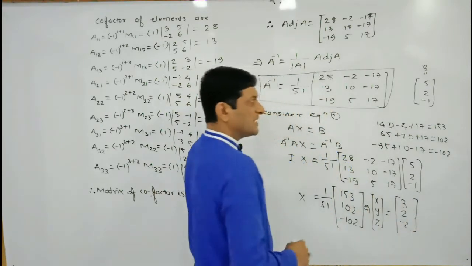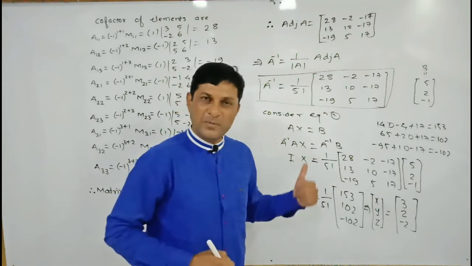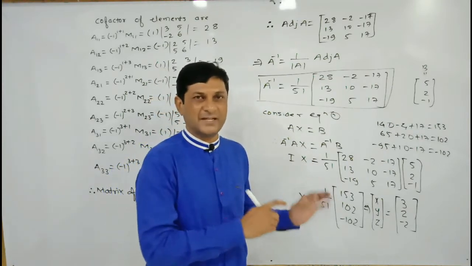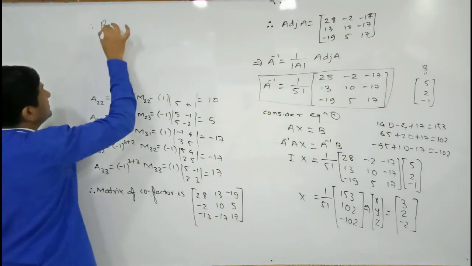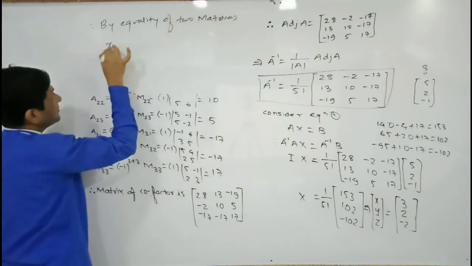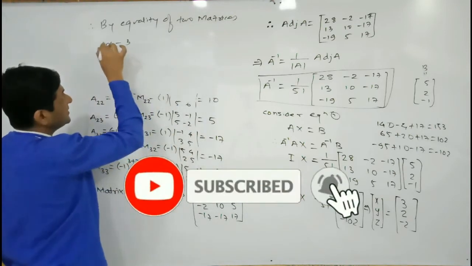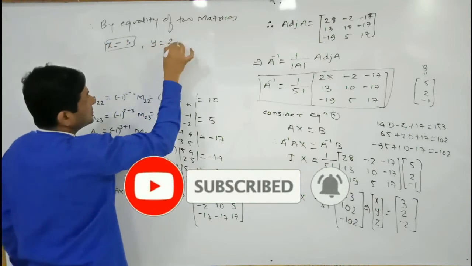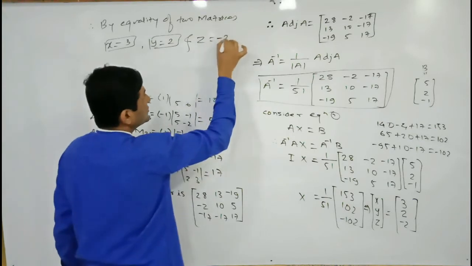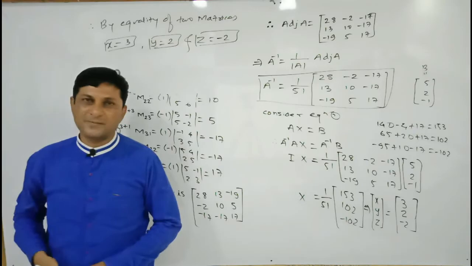Here we can observe that these two matrices are equal matrices. So let us apply the definition of equality of two matrices to find our required values x, y and z. So by equality of two matrices, comparing both sides, we can say that x is equal to 3, y is equal to 2 and z is equal to minus 2. In this way we have got our required values of x, y and z.